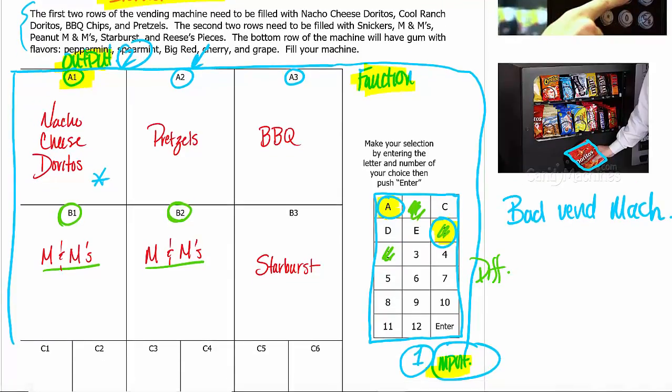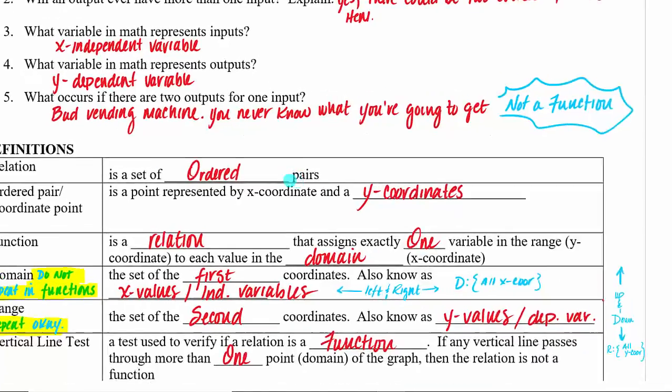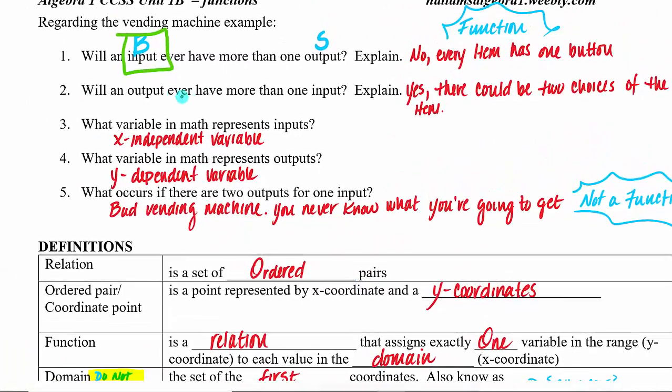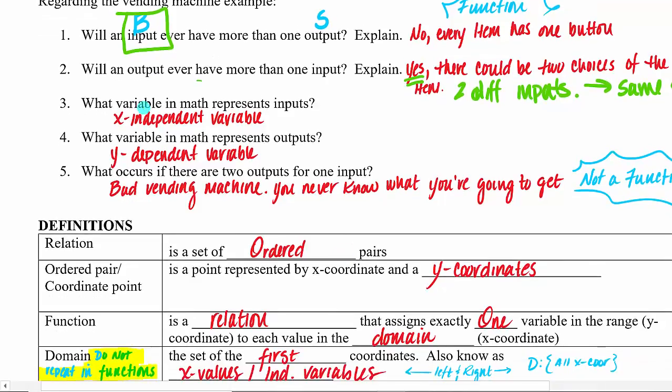Okay, so let's go back and answer some more questions. Will an output ever have more than one input? Yeah, that's what we were just talking about. There could be two different inputs that would give us the same snack. That's okay. That's still a function. But if we put something in and we get something we don't expect, that's not a function. Bad vending machine.